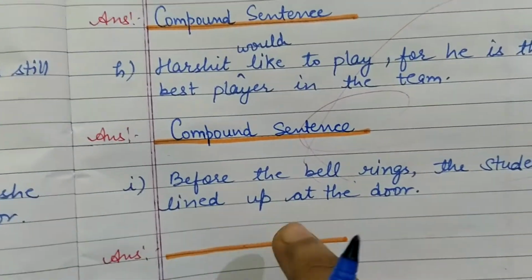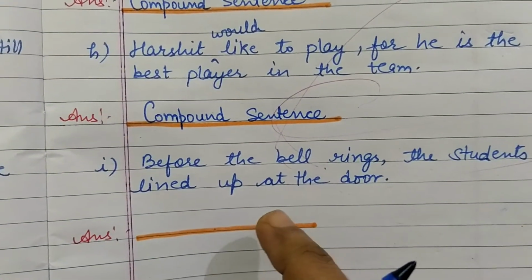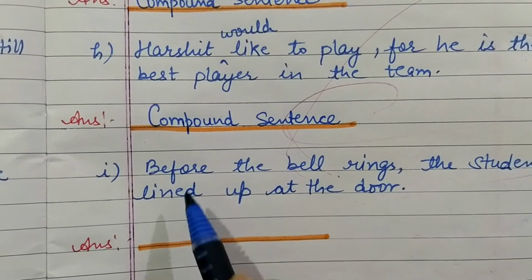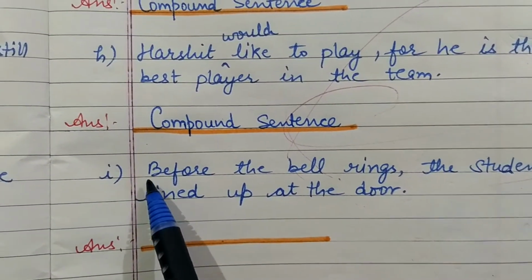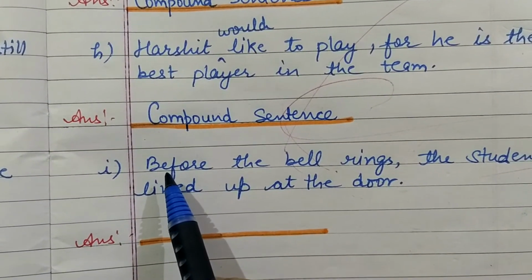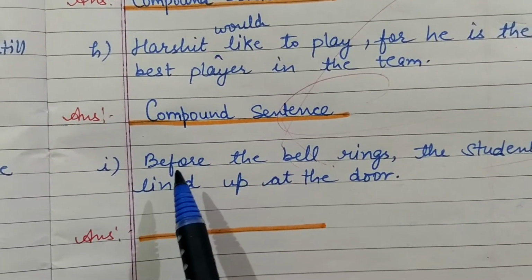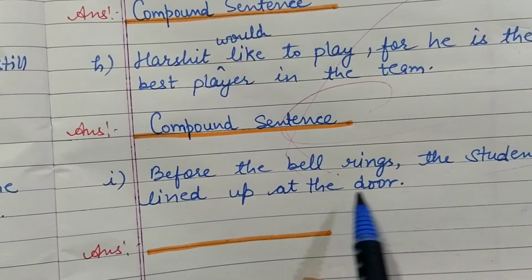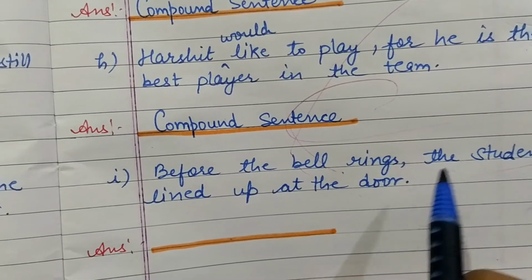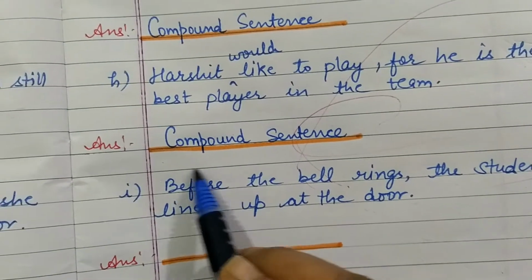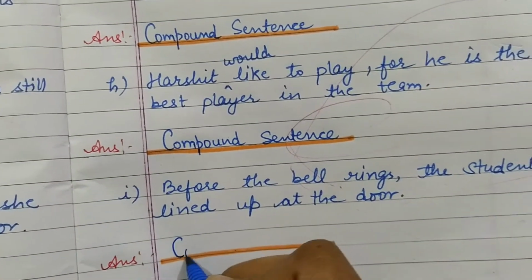Next is, before the bell rings, the students lined up at the door. Here, first is the dependent clause because it is starting with a subordinating conjunction. ये subordinating conjunction है before. Okay, so ये इससे start हो रहा है sentence. That means this is a dependent clause. Before the bell rings, dependent clause. The students lined up at the door is an independent clause. Both the dependent and independent clauses are joined with the help of a subordinating conjunction. That means it is a complex sentence.